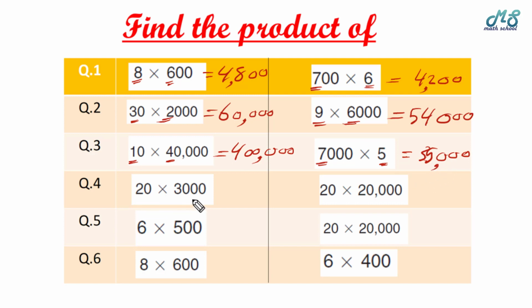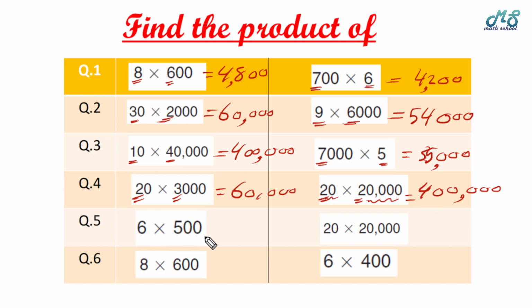20 times 3,000. First, 2 times 3 equals 6. And bring down 4 zeros. So we have 60,000. Next, guys, 20 times 20,000. 2 times 2 equals 4. How many extra zeros? Just count. 4 zeros and 1 zero. We have 5 zeros. Now the product is 400,000.